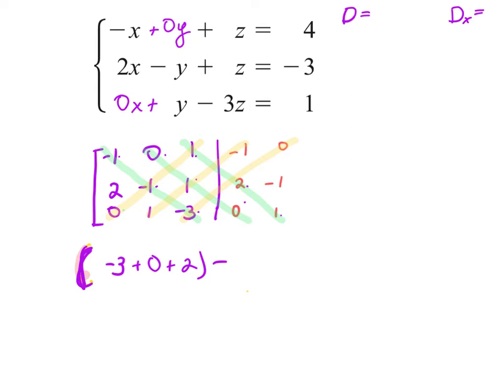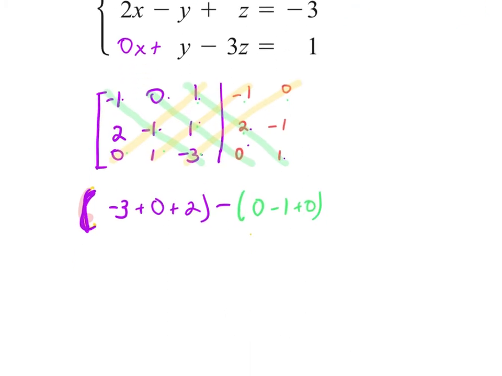What is 0 times -1 times 1? 0. 1 times 1 times -1? -1. -3 times 2 times 0? 0. So now simplify, guys.